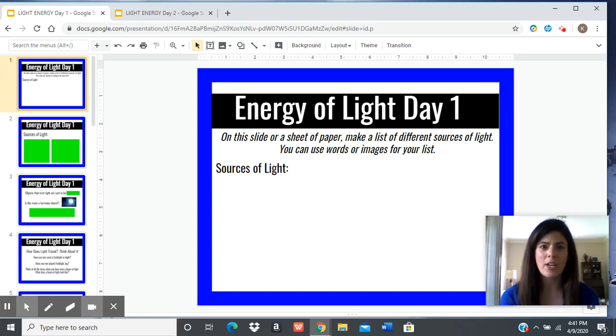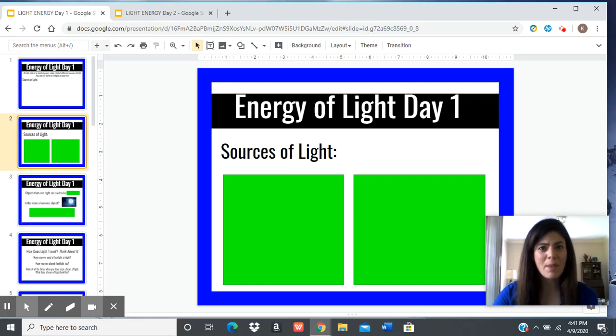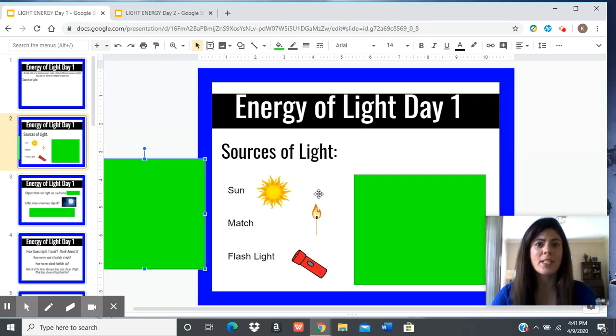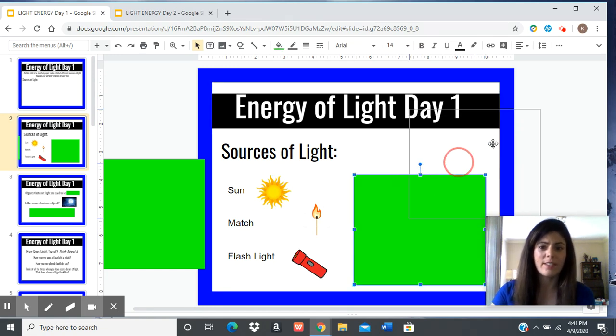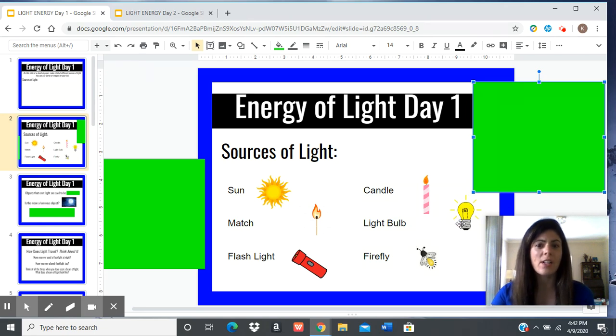To help us begin this unit, I want you to think of different sources of light. You will type this information on your Google slide, you can import pictures, or you can write this information on another sheet of paper. Let's compare what you wrote down as sources of light to what I came up with. My first list included the sun, a match, and a flashlight. And I also have a candle, a light bulb, and a firefly, also known as a lightning bug. Did any of my sources of light match yours?